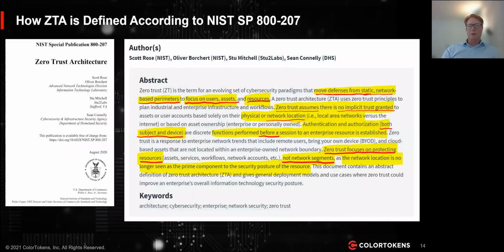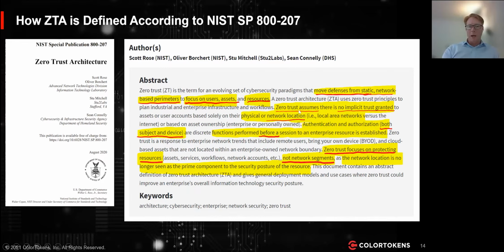It's so simple, actually, the document, that you can get everything explained on a very high level just by reading the abstract. I'm very happy with the document. It's very easy to understand. I'll try to convey a very good example. It's also written here from a high level. It's all about moving defenses from static network-based perimeters to focus on users, assets, and resources.